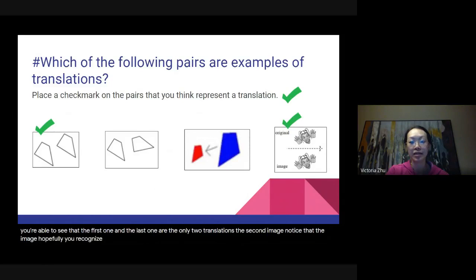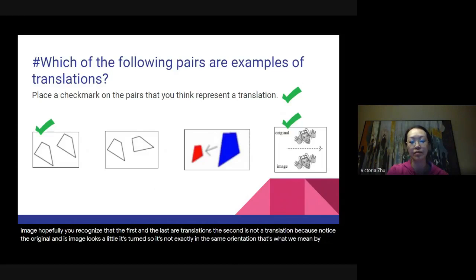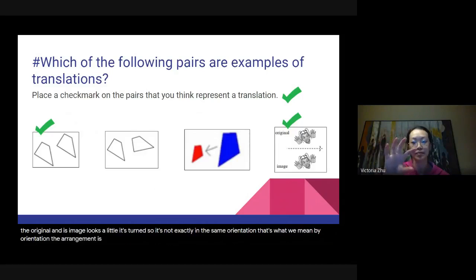Hopefully, you recognize that the first and the last are translations. The second is not a translation because notice the original and its image, it's turned. So it's not exactly in the same orientation. That's what we mean by orientation. The arrangement is different. And notice for the third, the size changed. So that isn't a translation either.